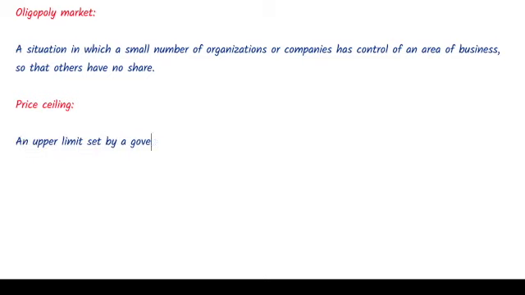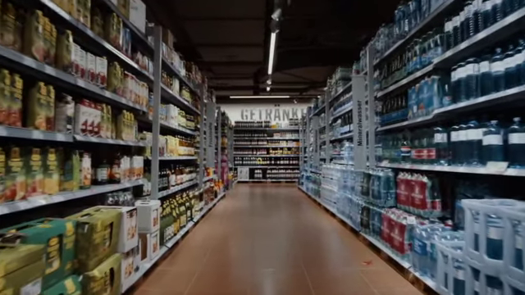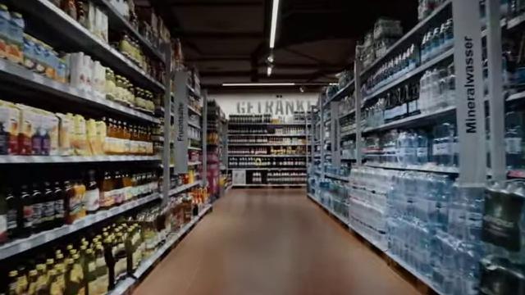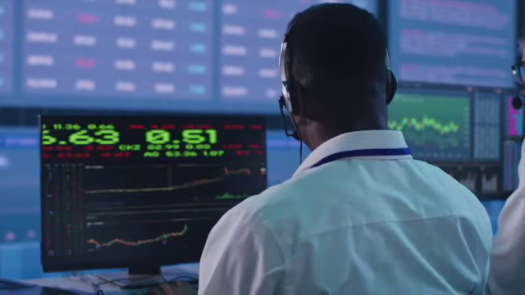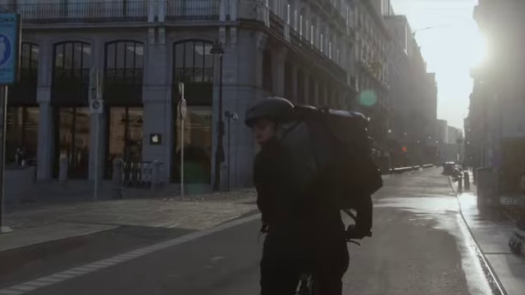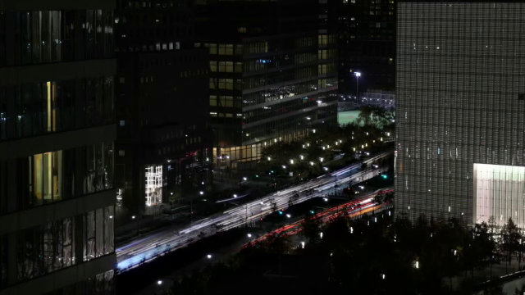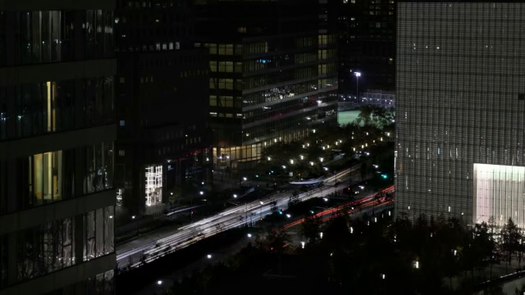Price ceiling, an upper limit set by a government on the price that can be charged for a product or service. A price floor is exactly the same thing except it's a lower limit. Price ceilings and price floors are typically imposed on consumer staples like food, gas, or medicine. Often after a crisis or a particular event that sends costs skyrocketing. Economists worry that price ceilings cause a deadweight loss to an economy, making it more inefficient.